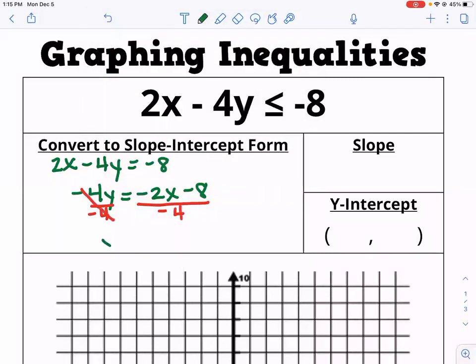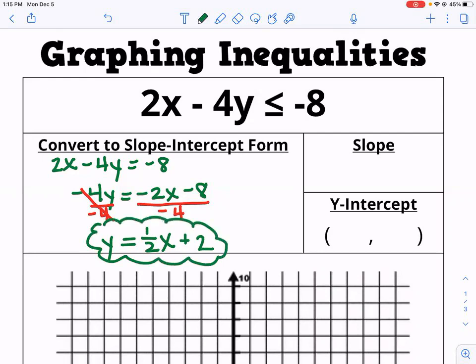So we have the line y equals, what is negative 2 divided by negative 4? 1/2. Oh, that was good. 1/2 x. And then negative 8 divided by negative 4 is 2. Thanks. 2.